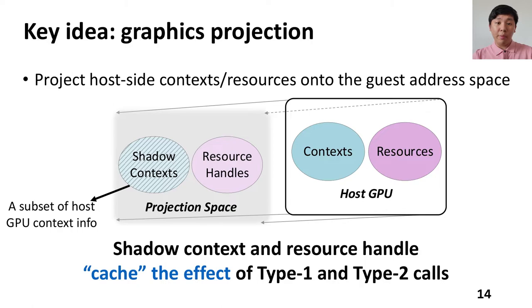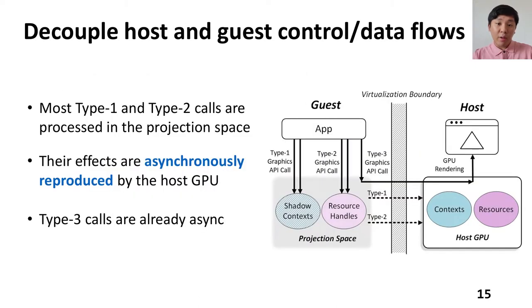Based on these characteristics of graphics APIs, we propose graphics projection, a graphics virtualization method that projects host-side context and resources onto the guest address space. In this projection space, we maintain what we call shadow context and resource handles. Here, shadow contexts are a subset of GPU context information. In a sense, this projection space caches the effect of Type 1 and Type 2 calls and thus enables the guest to do graphics API processing. This design decouples host and guest control and data flows, as most Type 1 and Type 2 calls are now processed in the projection space. The cache effects are asynchronously reproduced by the host GPU rather than synchronously. And Type 3 drawing calls are async by design.